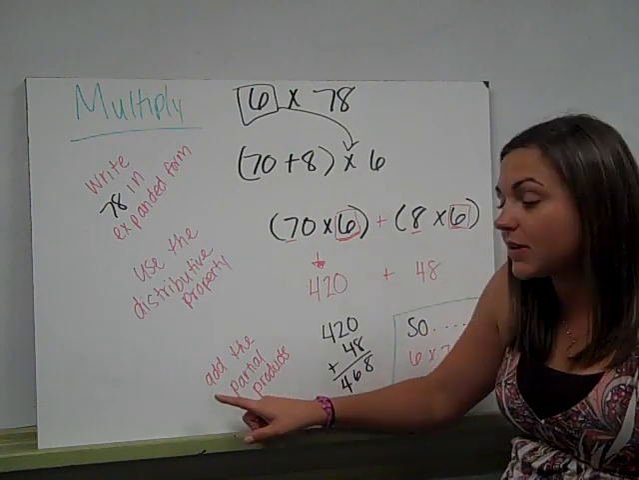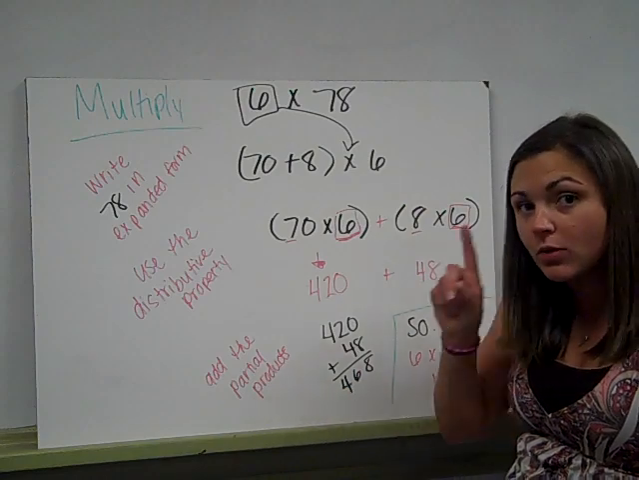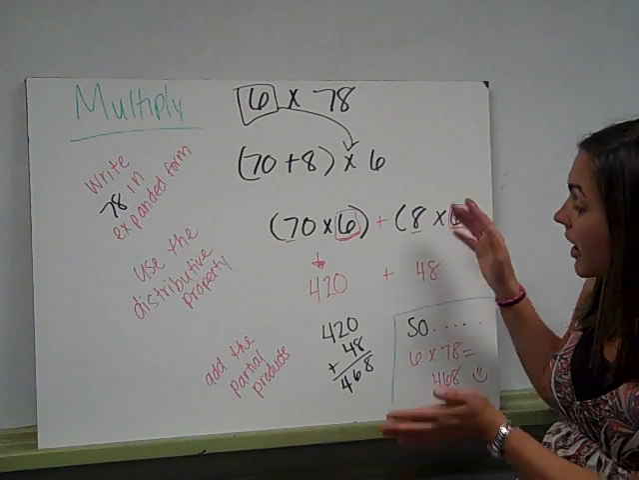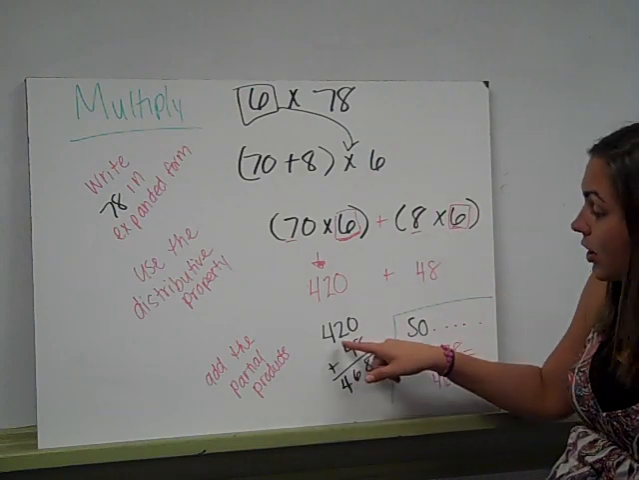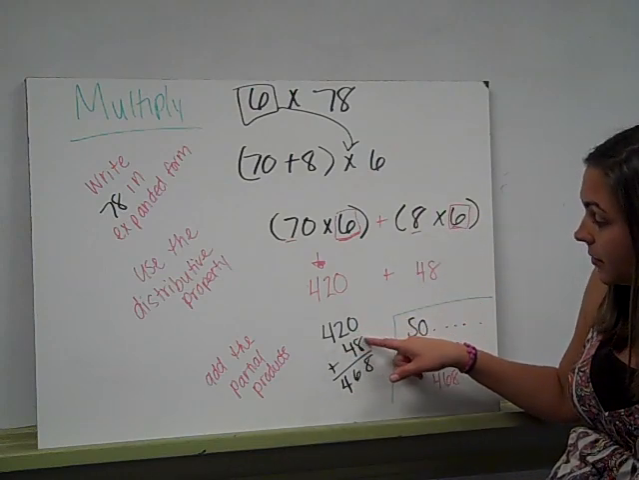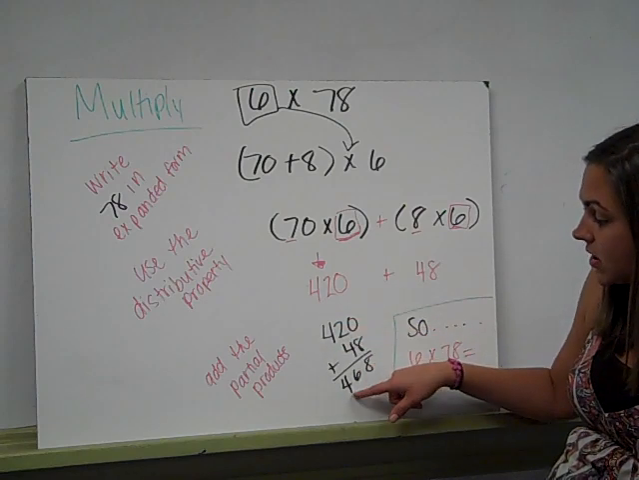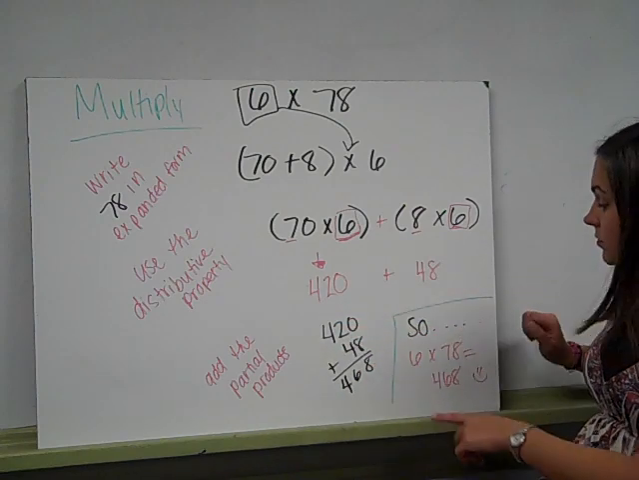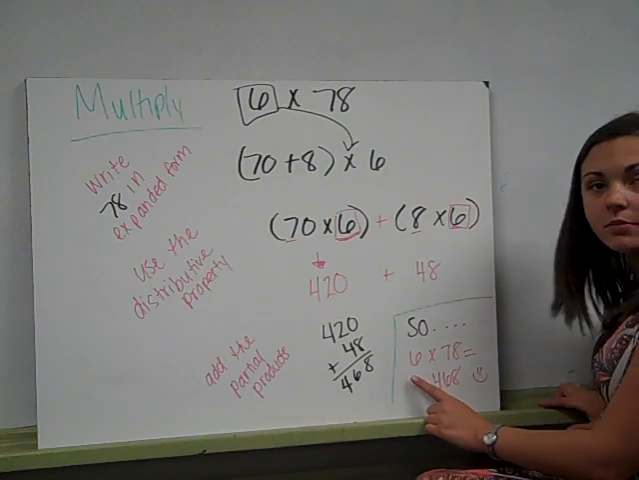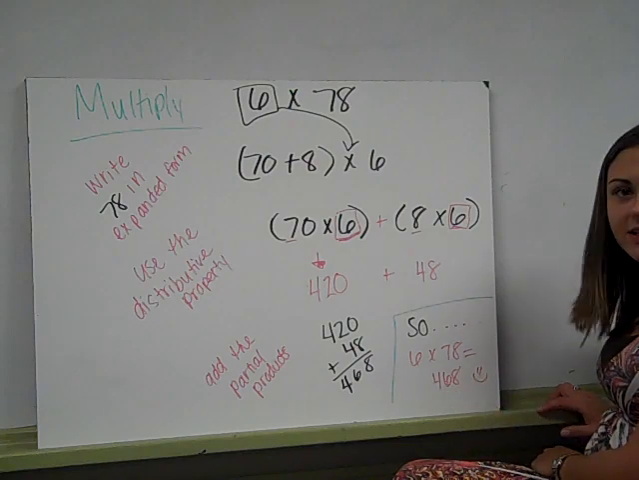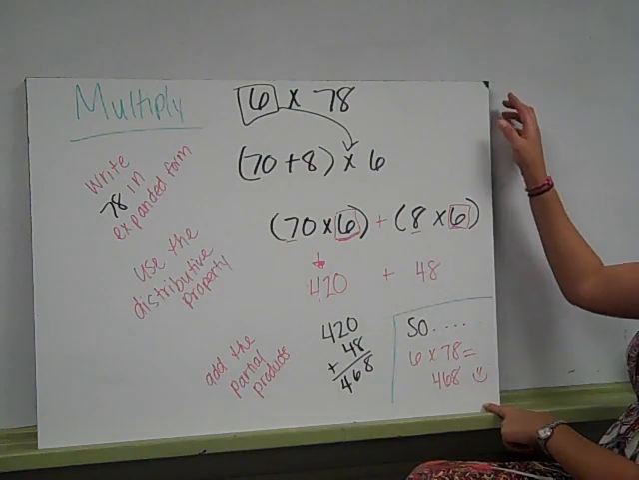And the last step is to add up the partial products. Remember that term, partial products. This is part of the product. This is part of the product. Add both of them up. 420 plus 48. 8 plus 0 is 8. 2 plus 4 is 6. 4 plus 0 is 4. So, my original problem, 6 times 78 equals 468. Smiley face.